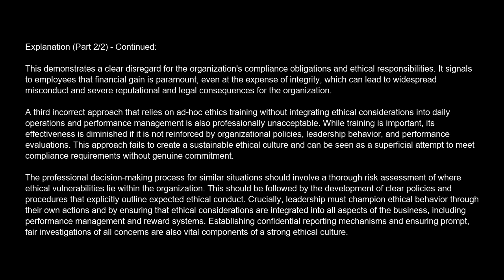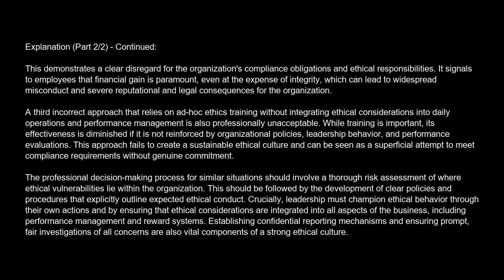A third incorrect approach that relies on ad hoc ethics training without integrating ethical considerations into daily operations and performance management is also professionally unacceptable. While training is important, its effectiveness is diminished if it is not reinforced by organizational policies, leadership behavior, and performance evaluations. This approach fails to create a sustainable ethical culture and can be seen as a superficial attempt to meet compliance requirements without genuine commitment.